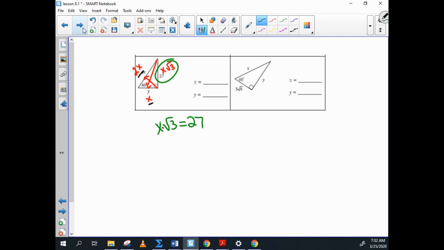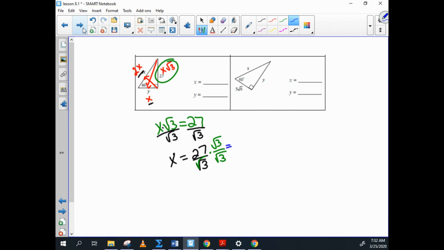Again, x is just multiplied by that square root of 3, so we're going to divide by the square root of 3. So x here is equal to 27 divided by the square root of 3. Okay, last step, remember they do not like the radical here in the denominator. Multiply by whatever is in the denominator. So you're just going to multiply by that square root of 3 over square root of 3. Really just 1. We can multiply by 1.